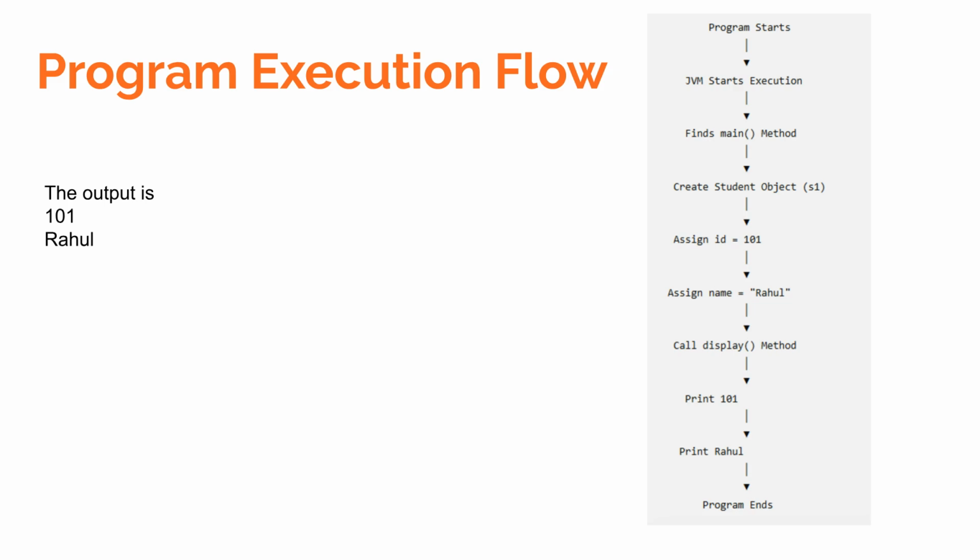Step 6. Call the display method. The object s1 calls its display method. Java jumps to the method definition. Step 7. Execute the display method. Java executes the first statement, System.out.println(id). Then Java executes System.out.println(name). The output is 101, Rahul.